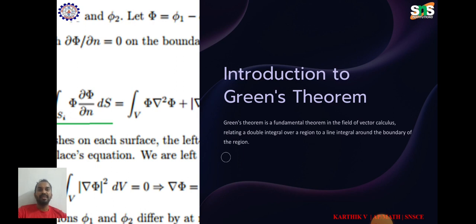Let C be a positively oriented simple closed curve in a plane, and D be the region bounded by C. If P(x, y) and Q(x, y) have continuous first partial derivatives on an open region that contains D, then the integral of P dx plus Q dy equals the double integral of (∂Q/∂x minus ∂P/∂y) dx dy, where P dx plus Q dy is the line integral and ∂Q/∂x minus ∂P/∂y is the curl of the vector field (P, Q).